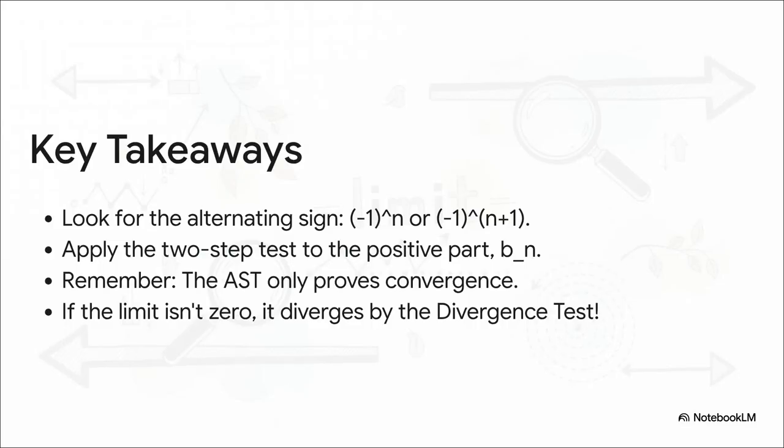All right, let's boil this all down. What are the big takeaways? First, always be on the lookout for that alternating sign. Second, grab the positive part, b sub n, and hit it with that simple two-step test. Does it go to 0, and is it decreasing? And finally, please, please, please never forget the big warning. This test is only here to prove convergence. If that limit isn't 0, it's the divergence test that gives you the final answer.